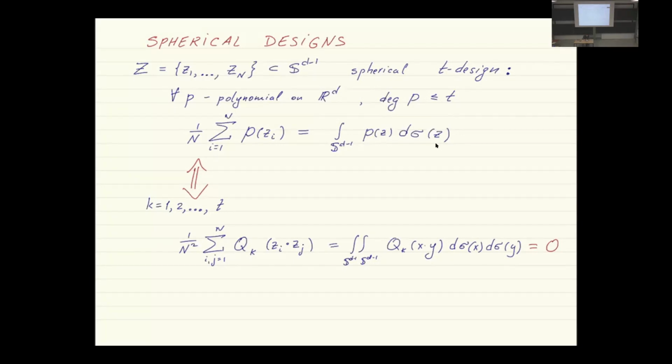Now, remember we had the inequality that this sum on the left for an arbitrary point set is greater than or equal to 0. So this says that spherical designs minimize this continuous energy. They give you exactly 0. They are minimizers. Of course, sigma also minimizes this energy. So here you see that you have continuous minimizers, absolutely continuous measures, and you have discrete minimizers.